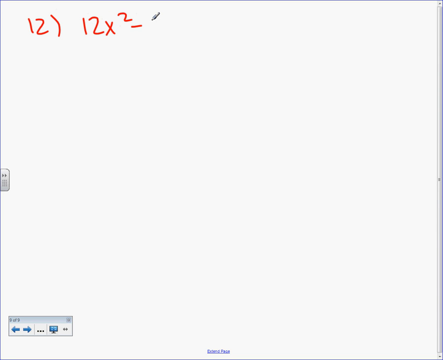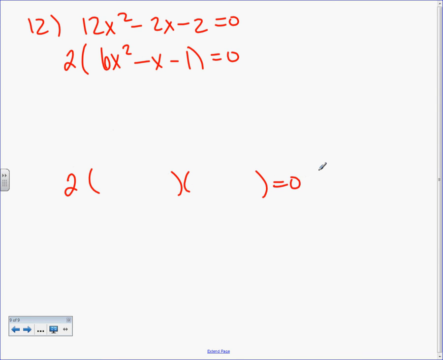12x squared minus 2x minus 2 is equal to 0. Step 1, GCF. What is it? 2. What's left over? 6x squared minus x minus 1, right? So I have to keep factoring. It looks like it's going to be like this. Does everybody understand why I'm pretty sure that's what's going to happen? So I don't like to look at the 2 anymore. That's confusing for me. But you also can't forget it. Okay? So I'm going to go ahead and factor this.